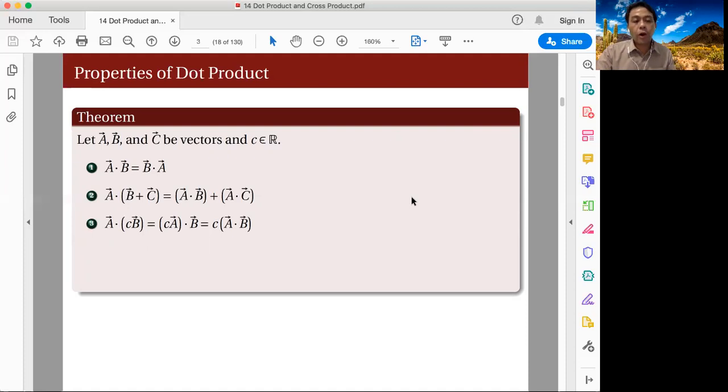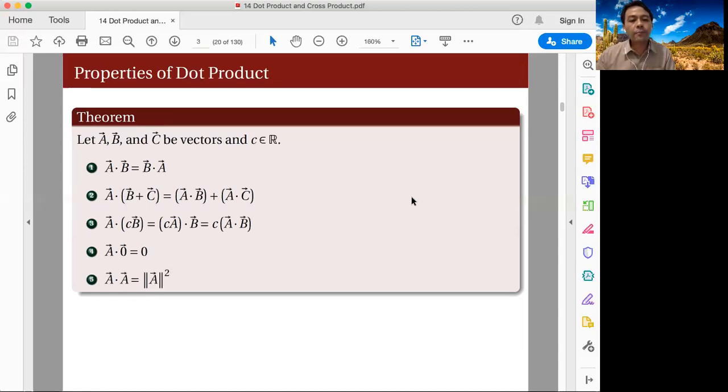And for the dot product of A with a scalar times B, you can move the scalar and multiply it to A first, then get its dot product with B. Or you can just get the dot product of the two vectors first, then you multiply it with the scalar c. And the dot product of any vector with the zero vector is the zero number. I want to emphasize that on the right side is a number, it's the zero number. On the left side is the zero vector, okay?